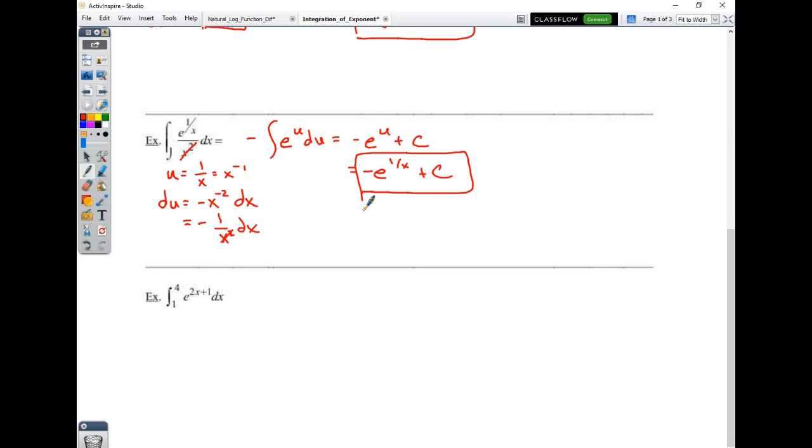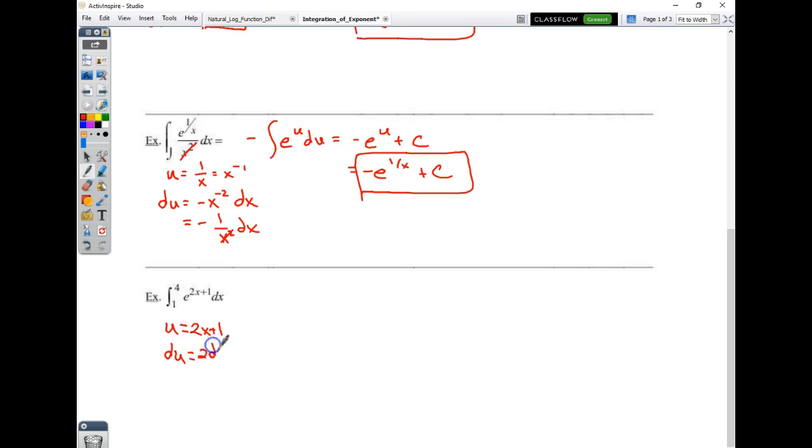As I said before, every single one of these is going to basically work out the same exact way. Again, I'll give you a moment to pause the video to try the next question. After you've done this problem and you get a look at it, you should see that your u would be 2x plus 1. That's where my chain is.